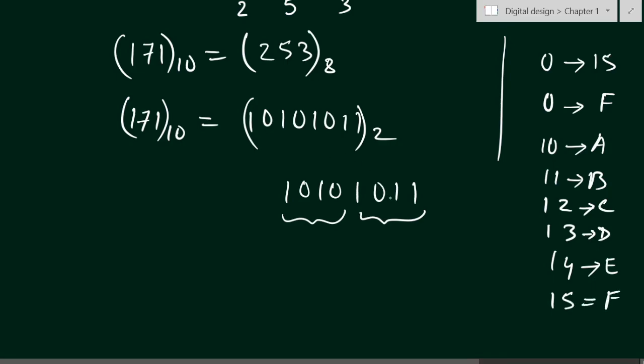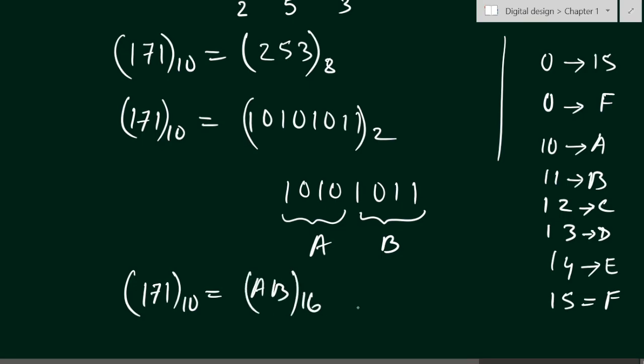So here you can see this number is 8 plus 2 plus 1. So it is 11. 11 means what you can say? It is B. So you have to write here B. Okay, so this number is what? This is 1010, 8 plus 2. It is 10. 10 means this is A. Okay. So we can write that 171 in decimal is equal to AB in hexadecimal number system.